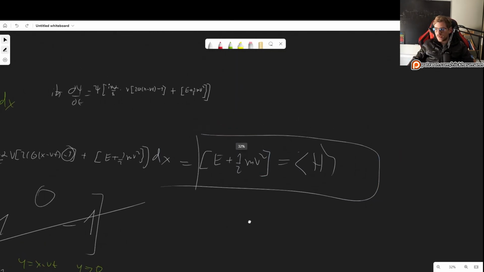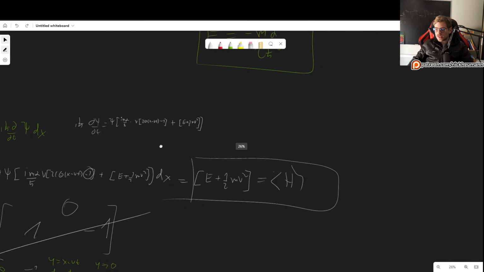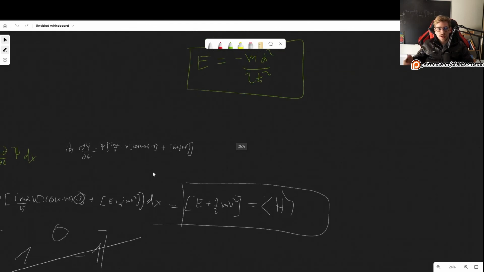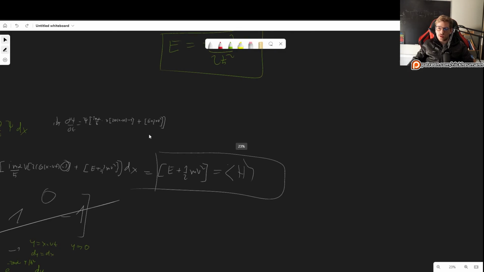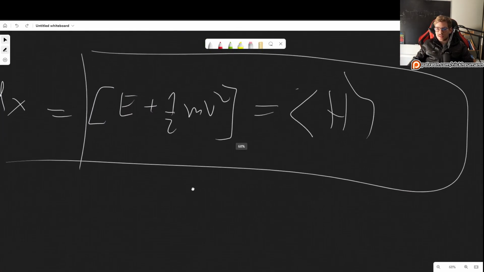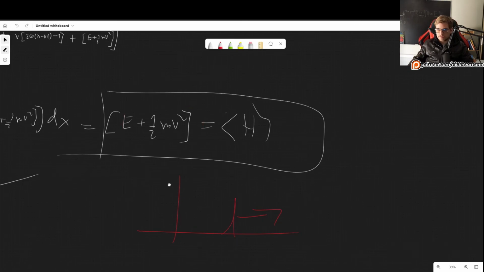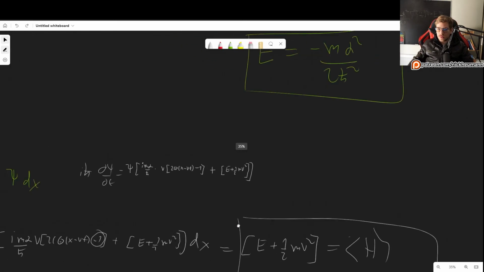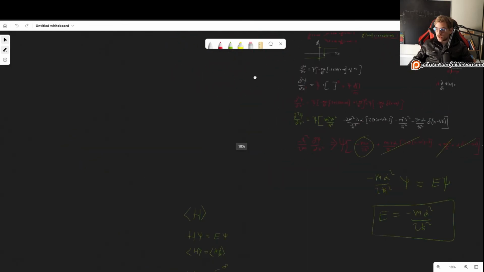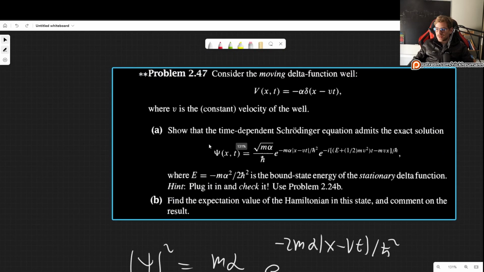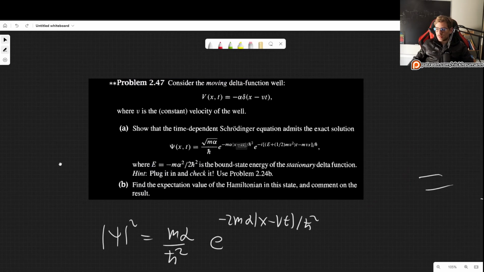So that is very interesting. And that is what one expects, since the delta function is moving as well. And basically what the delta function is doing is dragging the bound state along. So as the delta function moves, our wave moves alongside it, with the same velocity. So that is a very interesting conclusion. So there we go. We have now found the expectation value of the Hamiltonian. So yeah, we are now done with the problem.